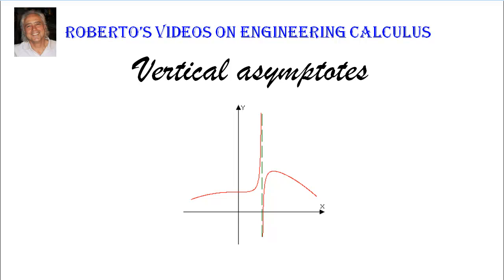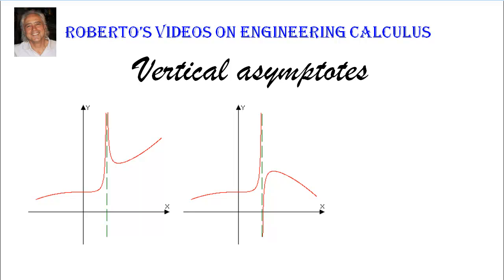What you see in front of you is one example of a vertical asymptote. But why is it a vertical asymptote? Is it because the function splits around it, going up on the left-hand side and down on the right-hand side? Well, probably you know that is not the reason. For instance, this is also a vertical asymptote, and yet the function goes up on both sides.